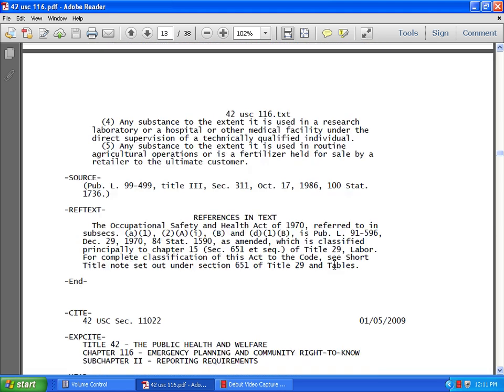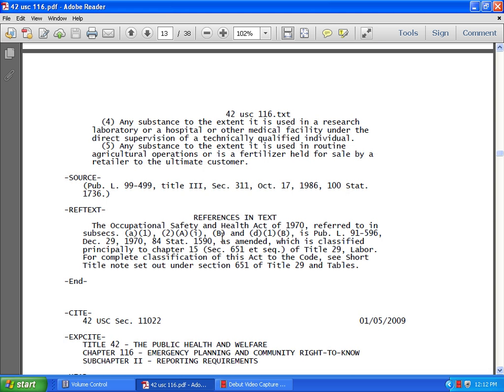4. The substance, to the extent it is used in research, by hospitals or other medical facilities under the direct supervision of a technically qualified individual. 5. The substance, to the extent it is used in routine agricultural operations or is a fertilizer held for sale by a retailer to the ultimate customer.